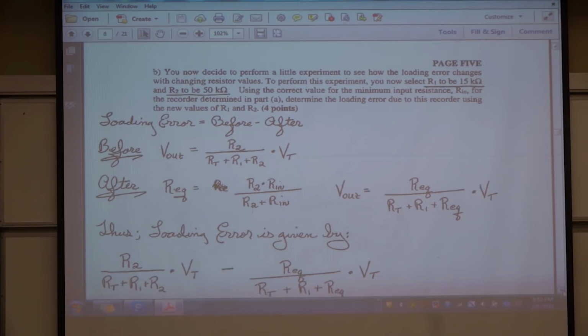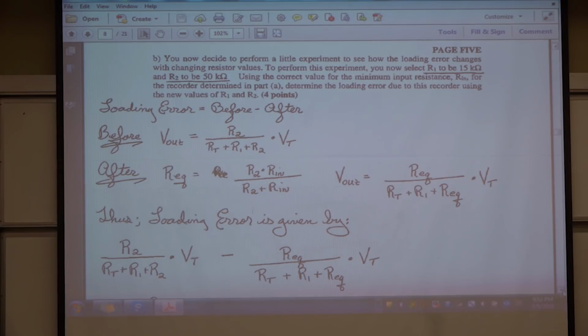Okay. You now decide to perform a little experiment. I guess I decide to perform a little experiment, and I ask you to join me. That would be a fairer statement. And I say that I wonder how the loading error changes with resistor values. So you now select R1 to be 15K and R2 to be 50K. Using the value for the minimum input resistance in Part A, determine the loading error for the new values of R1 and R2.